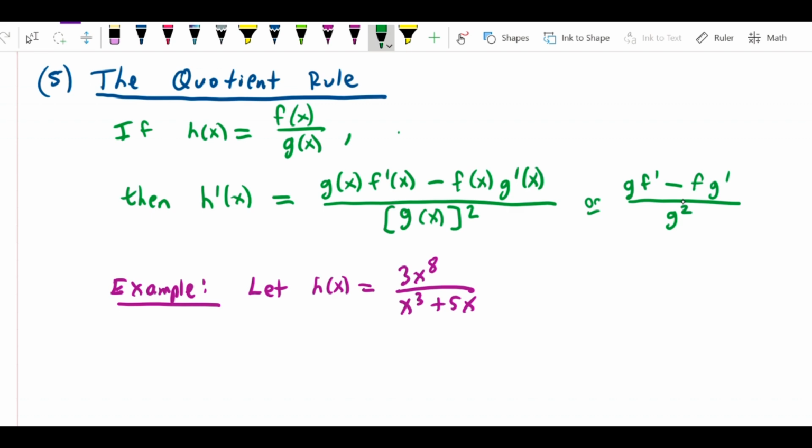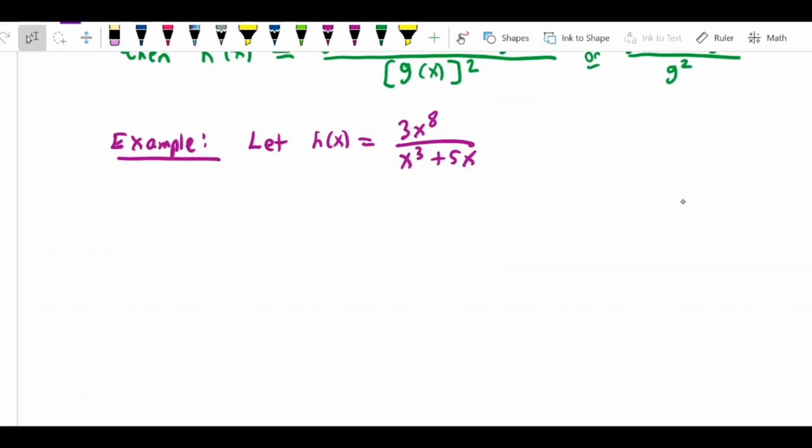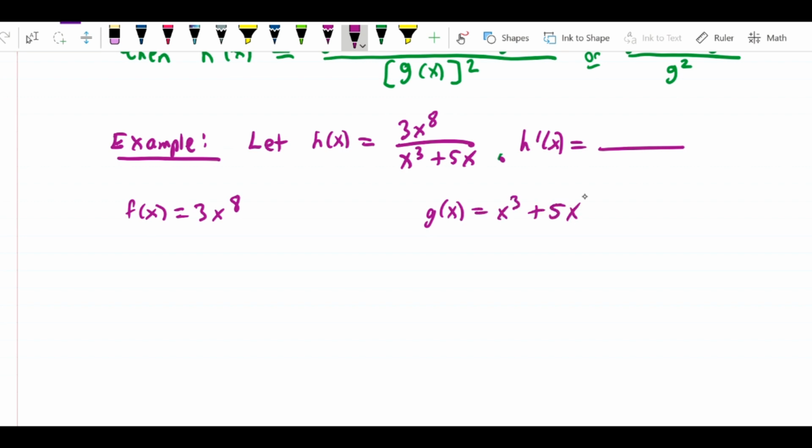Let's see an example of how this works. So if h of x equals 3x to the 8th over x cubed plus 5x, let's calculate h prime of x. So in order to do that, let's observe that f of x is equal to 3x to the 8th, and g of x is equal to x cubed plus 5x. So in that case, f prime of x is equal to 24x to the 7th.